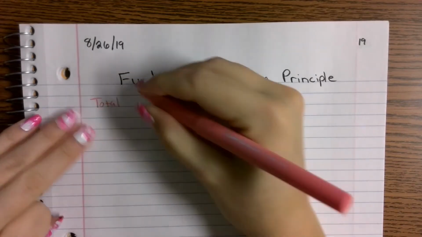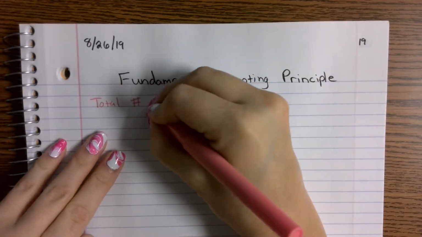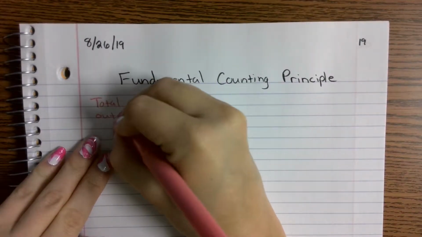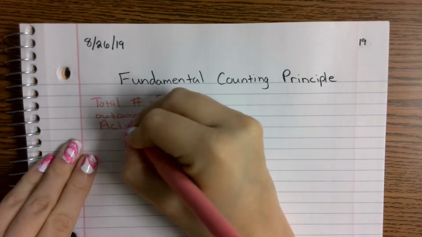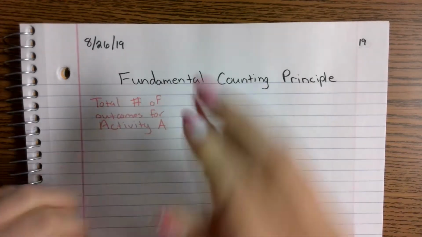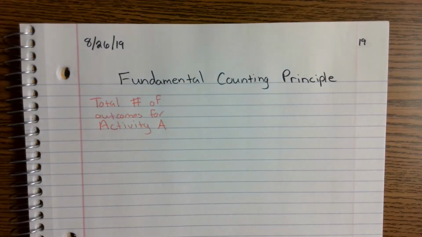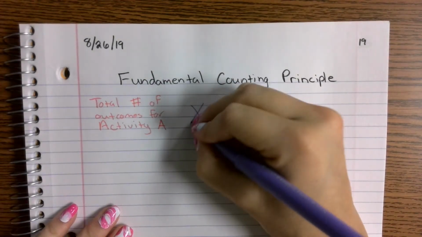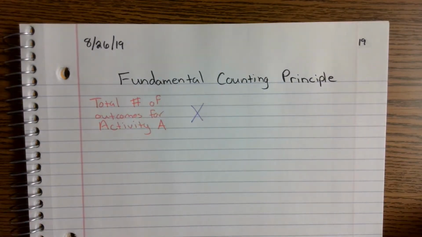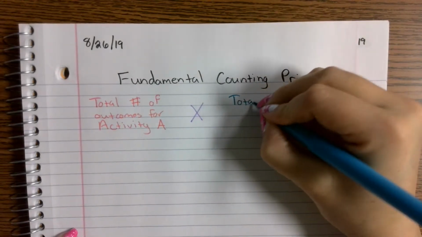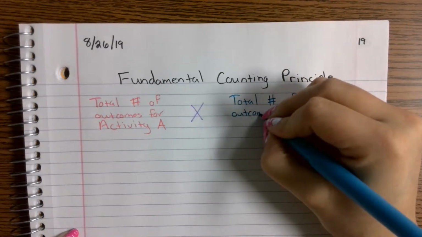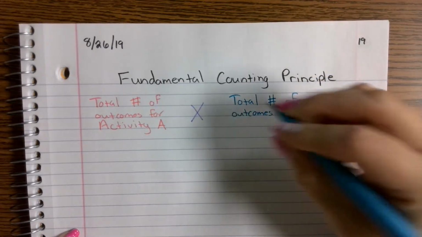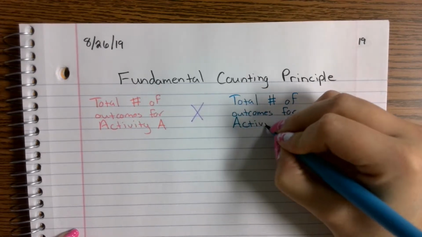You take the total number of outcomes for activity A, and you're going to multiply it by the total number of outcomes for activity B.